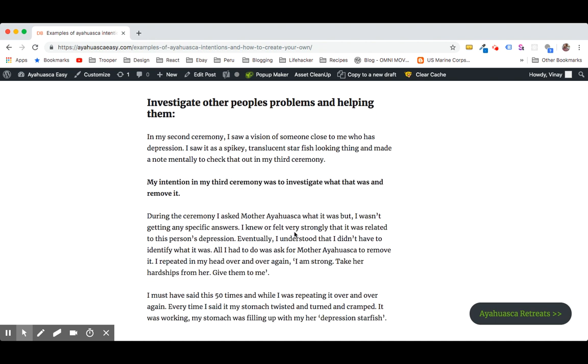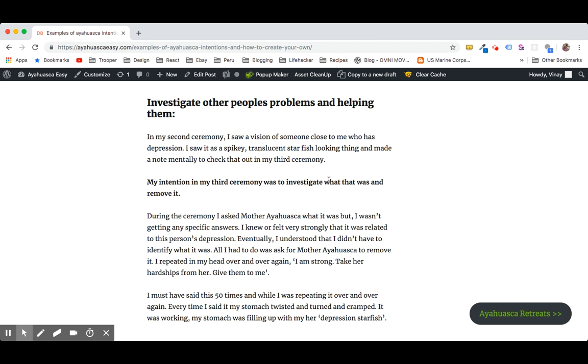Next was investigating other people's problems and helping them. My intention in my third ever ceremony, which you can read here, was to investigate what I saw in my second ever ceremony. In my second ceremony, I saw a vision of someone close to me who had an evil spirit attached to them. In my third ceremony, I wanted to figure out what that was and try to get rid of it. And more or less, I was able to do that.